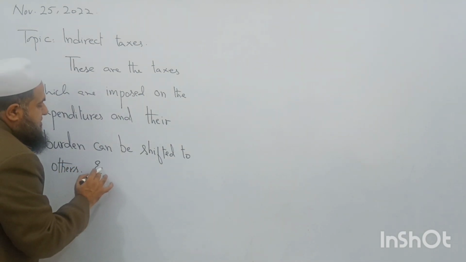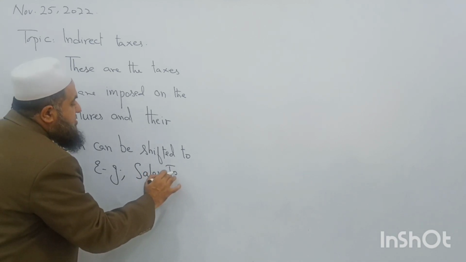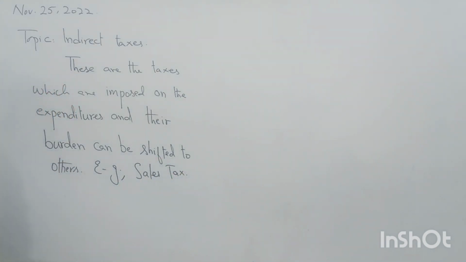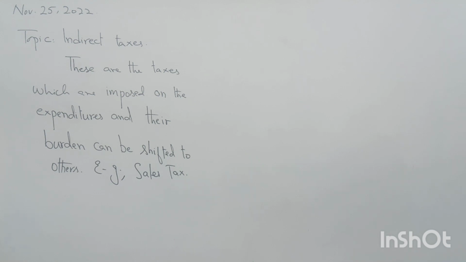Its example is sales tax, or you can say general sales tax. This can be the example of indirect tax. Who is selling the products? The sellers or producers. But he will shift this burden on the consumers. Okay? Tax is imposed on the production of the goods or on the sale of the goods, but who is bearing the burden of this tax? That the consumers.